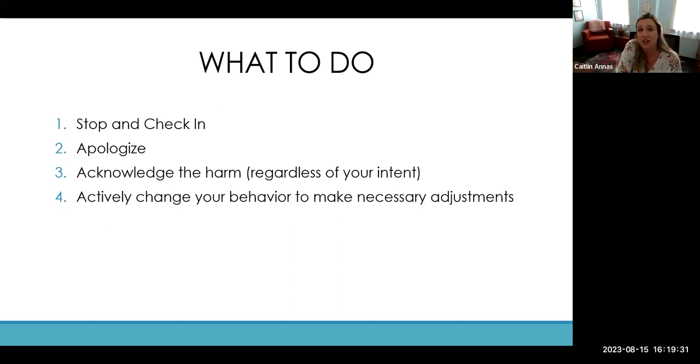While you can express your intention to give the person an idea of your perspective and where you're coming from, this does not negate the impact, and it also does not excuse your behavior. It's important to own your behavior and take responsibility for the impact that your behavior has had on someone else. And the final step is to actively change your behavior and make necessary adjustments. It can be helpful to let the person know what those changes will be, and maybe even ask them for feedback. And if they're comfortable, hopefully they'll give you some suggestions.